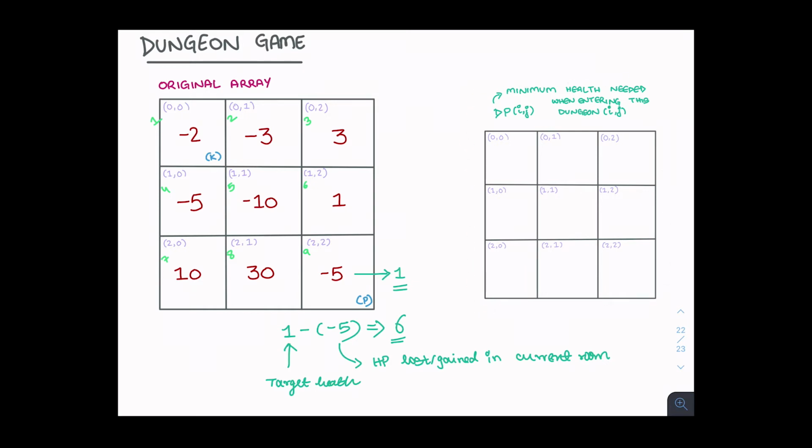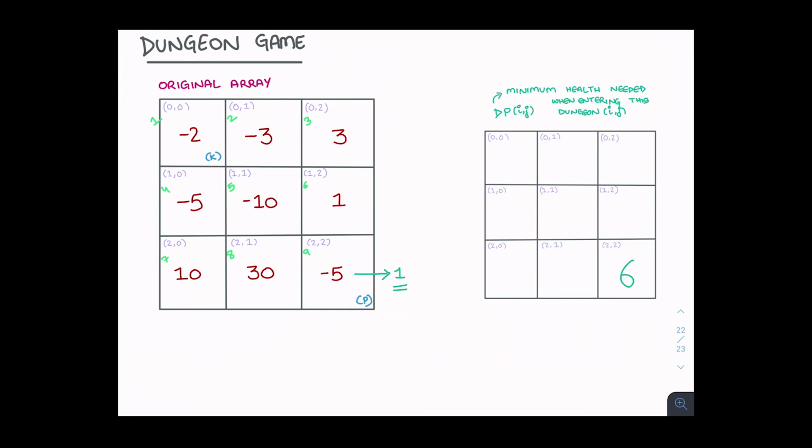which will record the minimum health needed when entering each dungeon ij. So the number of cells that are there in this dungeon is equal to the same number of cells that we'll have in this grid as well. So for example, we just found out that the minimum health that we'll need to enter the dungeon, the cell number 9 or the dungeon at position 2 is 6, right? So we'll just record this here, right? All right, so I'll just erase this so that we have some space left, right?